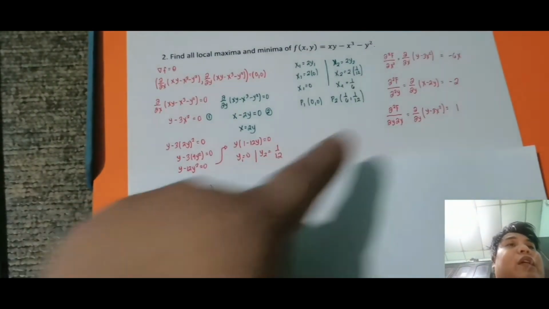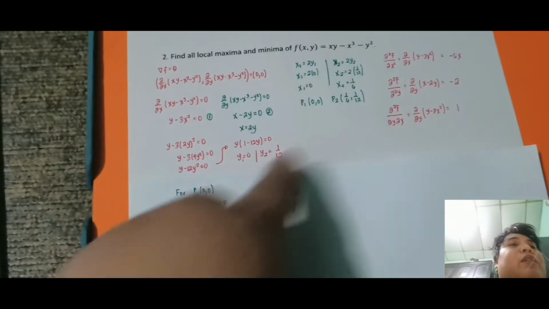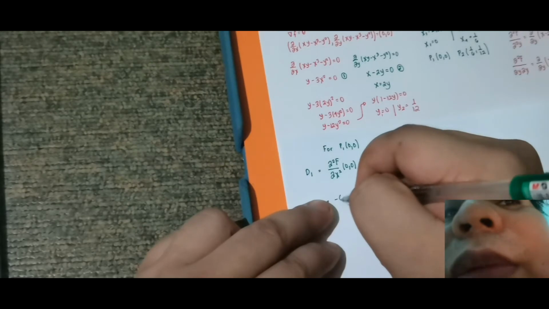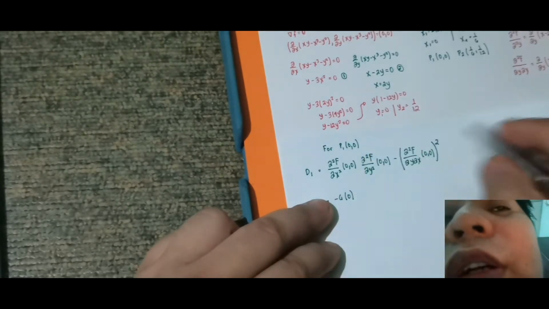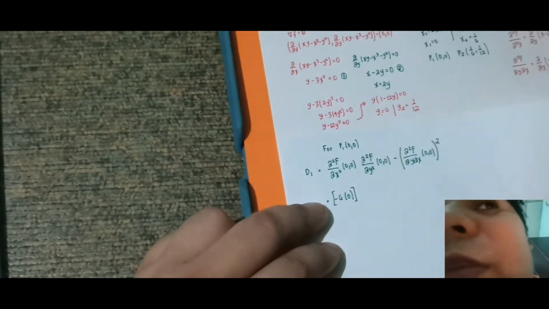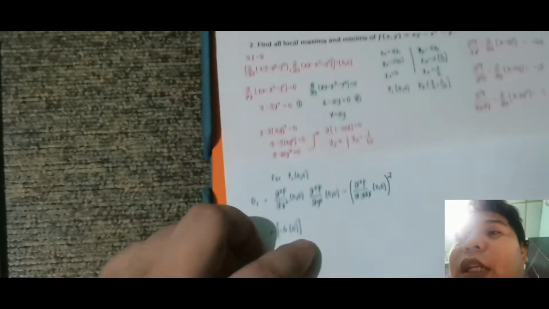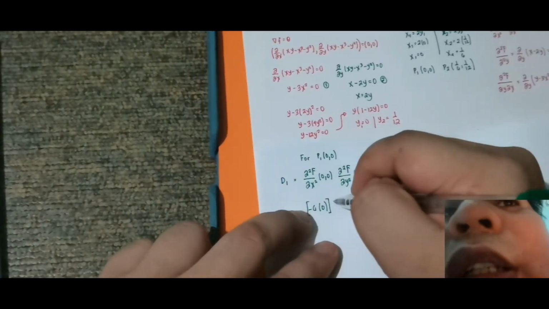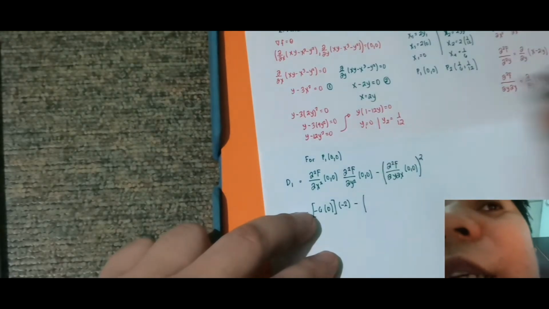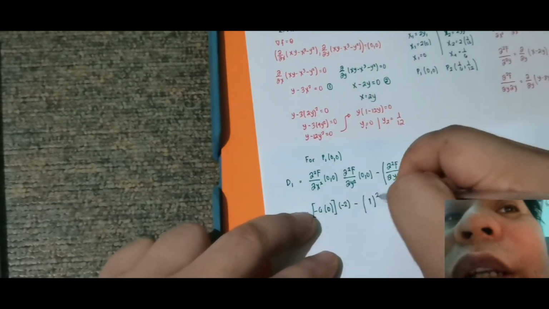So now, substitute na lang natin yung mga value. For (0, 0), that's negative 6 times 0. Then multiplied by, this is just negative 2 when we substitute (0, 0). Minus, this is just 1, so this is just 1 squared.